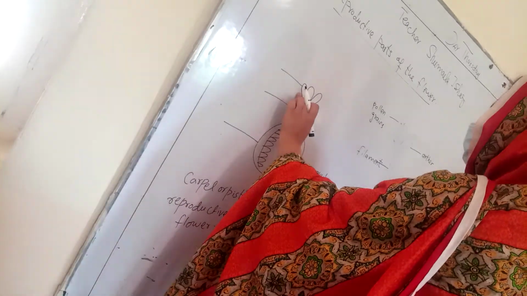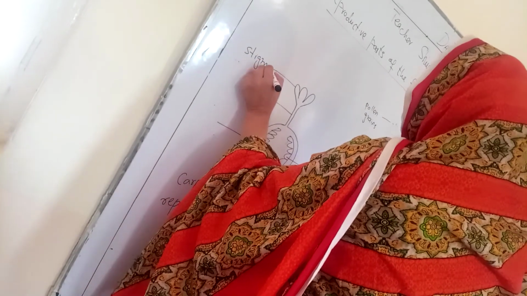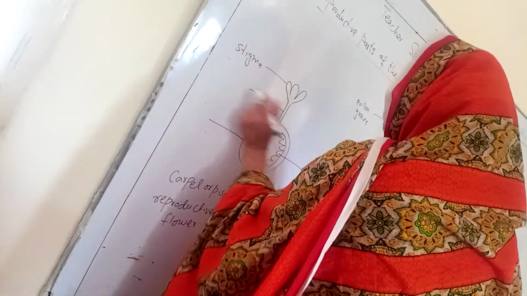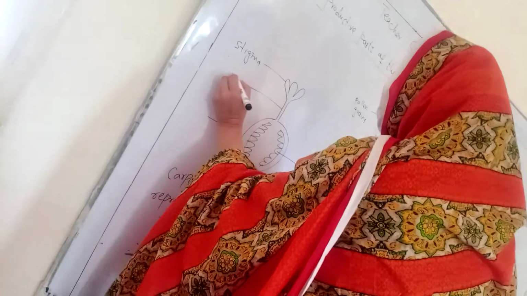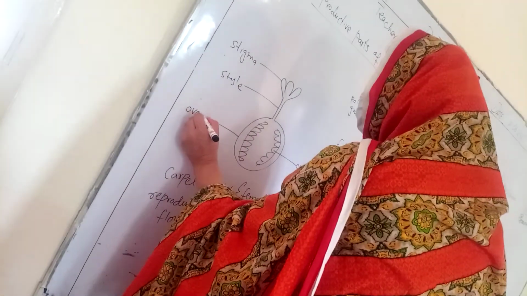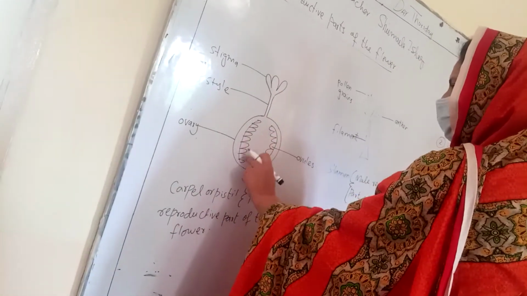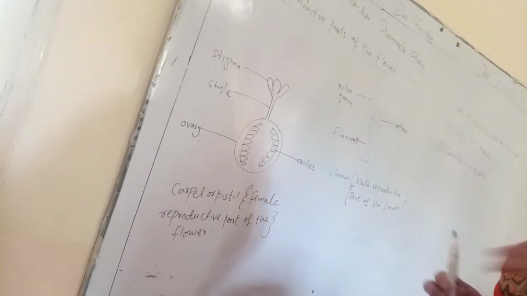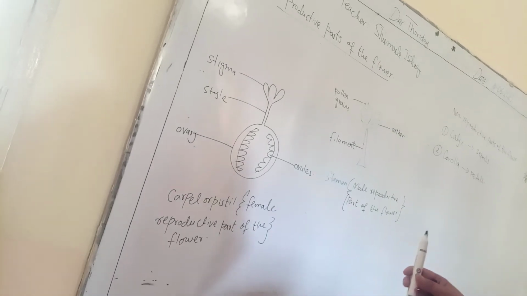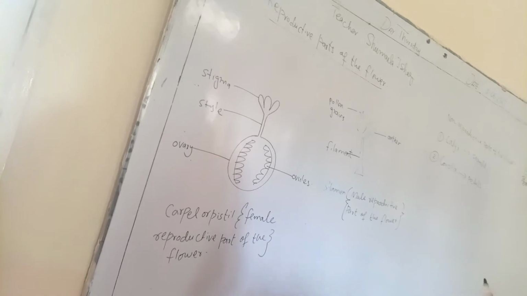This is the stigma. Then the elongated structure, which is somewhat narrow, is style, and the round structure is ovary. Inside the ovary, ovules are produced. So these ovules are the female reproductive part of the plant.